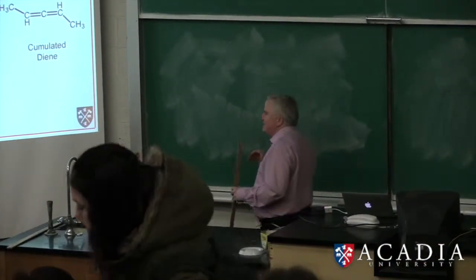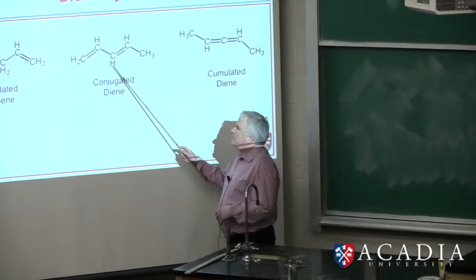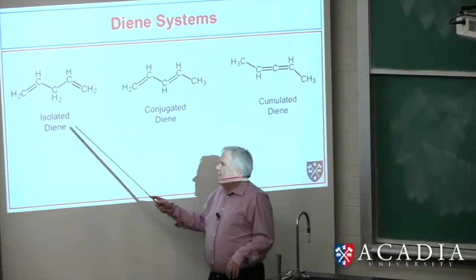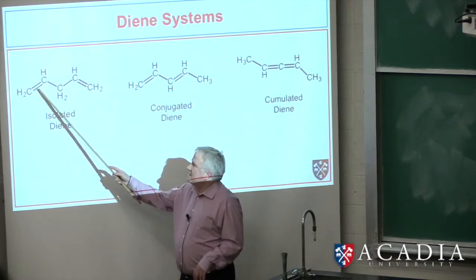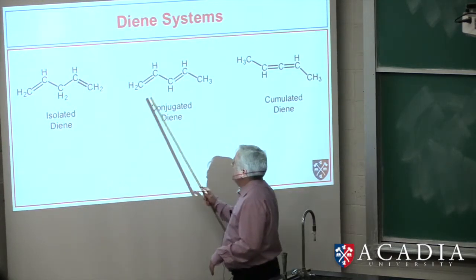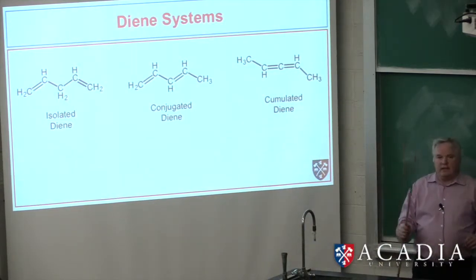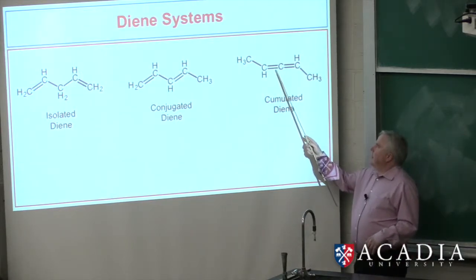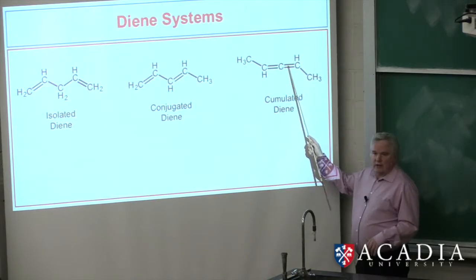So our diene systems, there's three types of dienes that we talk about. Here's our conjugated dienes, and they can be very big conjugated systems. This is an isolated diene because the pi systems can't communicate with each other. And this one, they can communicate with each other. And this is what we call a cumulated diene. So this one, our carbon-carbon double bonds are right next to each other.